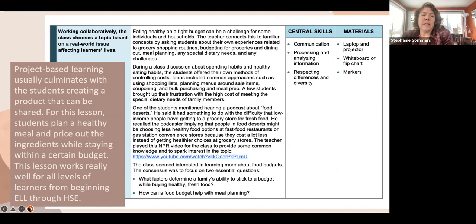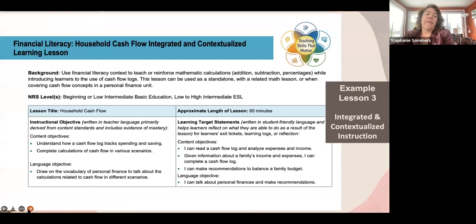So many interesting ways this lesson could go in, from the very simple and straightforward, let's plan a meal, to something a bit more elaborate and complex. So this is a great project-based lesson that works for many different levels. And then this household cash flow lesson is another one that can work well for different levels.